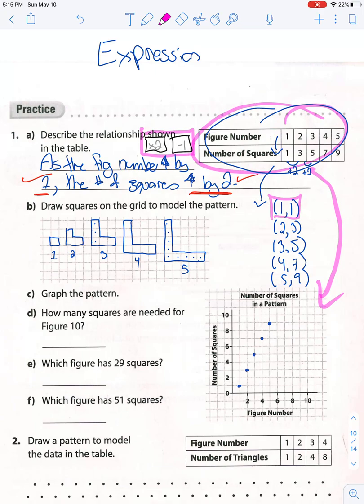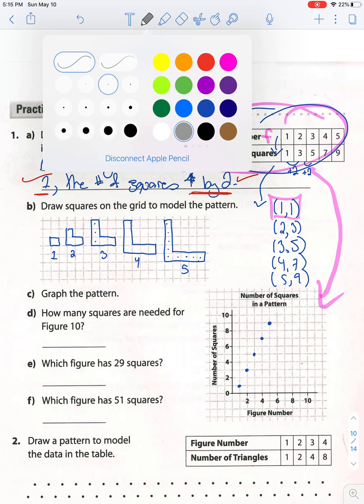Okay, that is magic. So now, for figure number, I'm going to call this maybe f for figure number. So my expression's going to have an f in it.